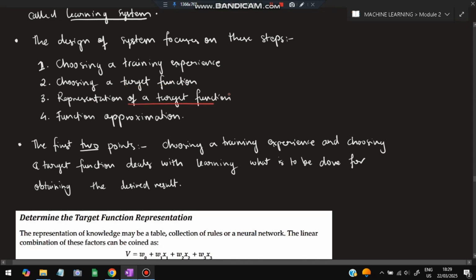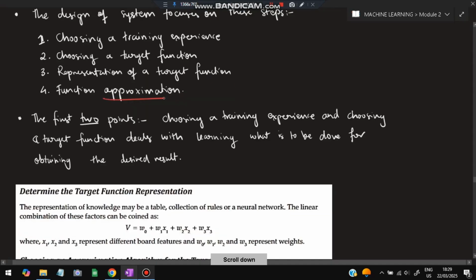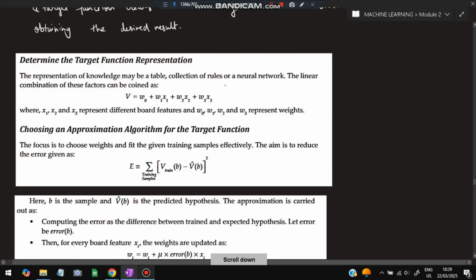Representation of a target function, that is, how a target function is represented, and function approximation. These two things we'll discuss. This is just the input and output part. To determine the target function, we'll be using weights. The weights will be multiplied with the inputs. X1, X2, X3 are the inputs, and W1, W2, W3 are the weights. Inputs can also be taken as the features. This is how we represent the function.